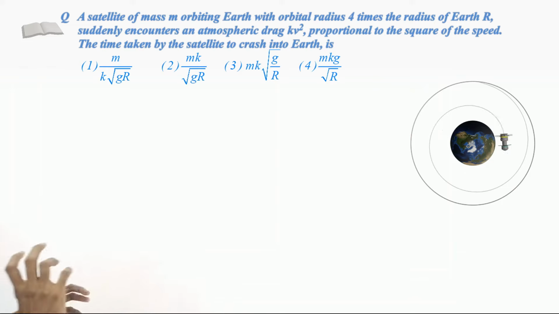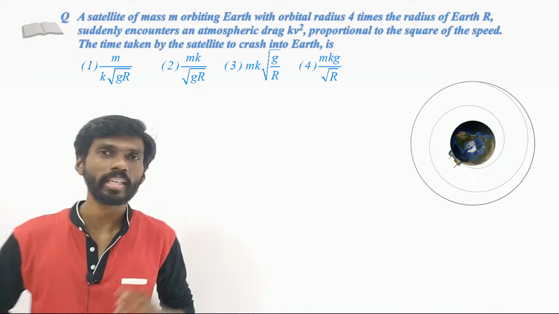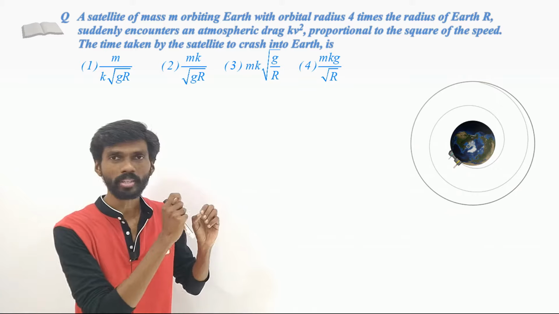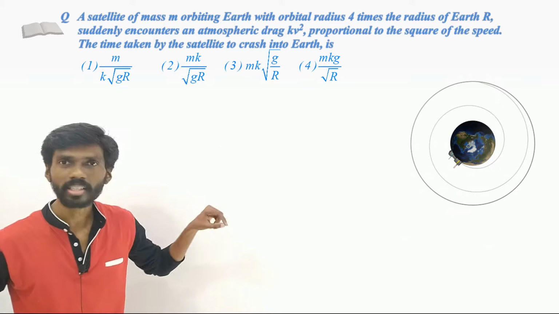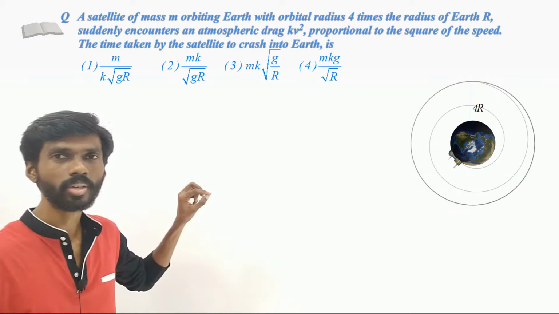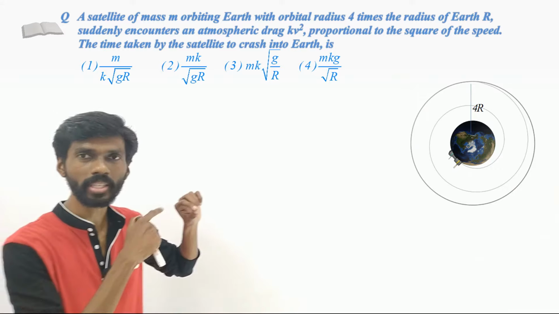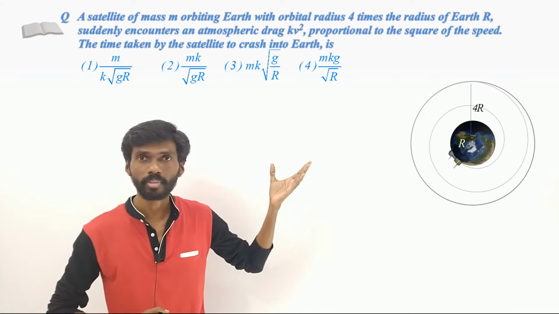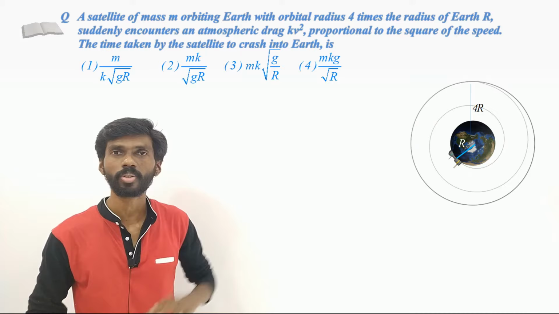So this shape is more like a spiral, right? Which means approximately we can take this to be a circular orbit, but the radius is reducing continuously. We can take this to be a circular orbit at any point approximately, but the radius does not remain constant, it is reducing continuously. Finally, the radius of the orbit becomes the radius of the planet Earth. That is when it crashes onto the surface.